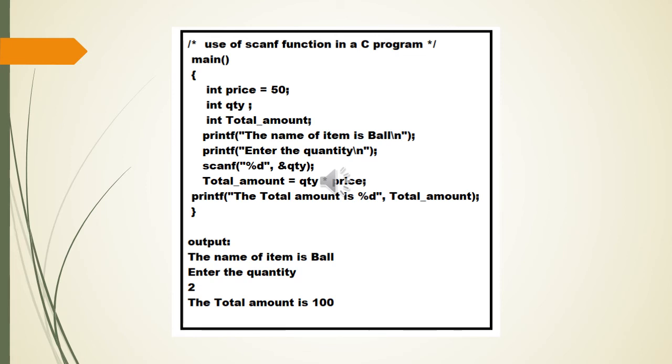Then there is a simple formula: total amount is equal to quantity multiplied by price. For example, 2 multiplied by price 50 gives 100. Printf: the total amount is, and the value of total amount will appear after calculating from price and quantity. So the output is: the name of the item is ball, enter the quantity, 2, the total amount is 100. If you enter quantity 3, it will display 150. If you enter quantity 4 multiplied by 50, it will give 200.